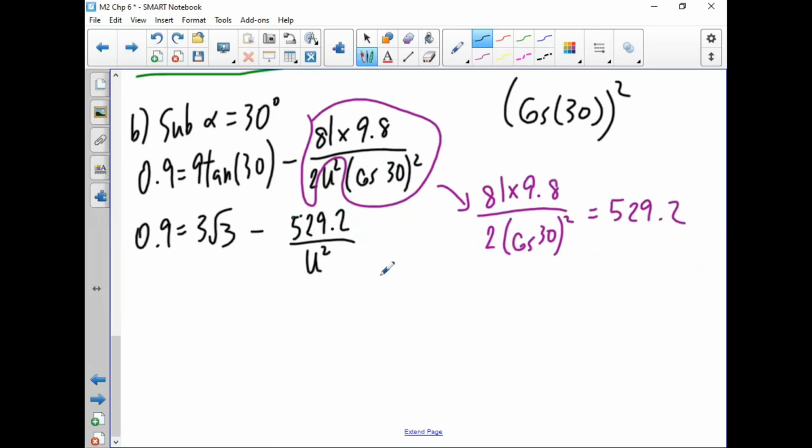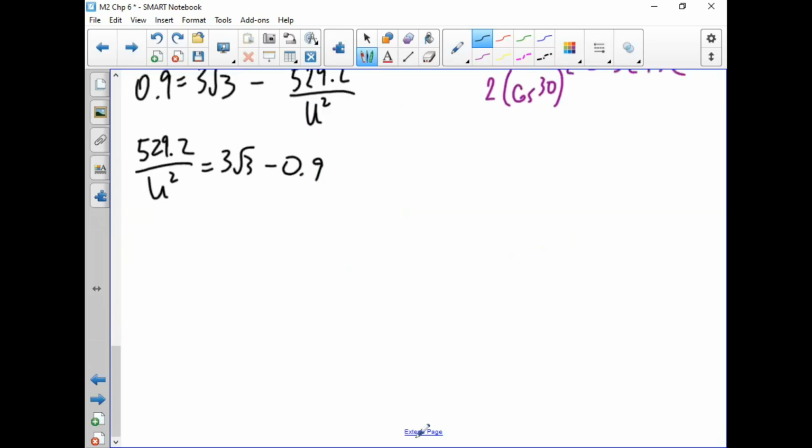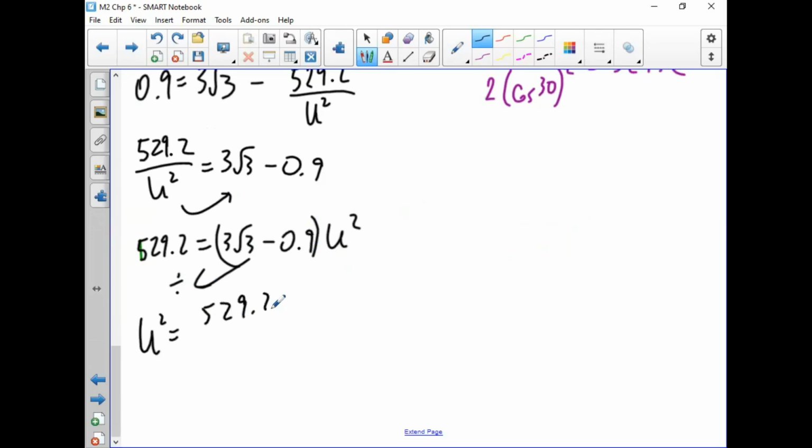Next, now the u squared is in the denominator, so I'm going to bring it to the left hand side and bring 0.9 to the right hand side. So 529.2 over u squared equals 3 root 3 minus 0.9. To make u the subject, I'm going to multiply u squared to the right hand side. So 529.2 equals 3 root 3 minus 0.9 times u squared. Then divide it over. So u squared equals 529.2 over 3 root 3 minus 0.9. And then to get rid of the squared, I can just square root the whole thing.